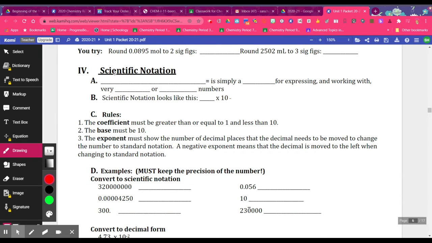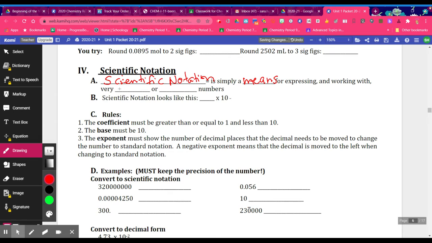Okay, so today's lesson is on scientific notation. This should be a review from previous science or math classes. Remember, scientific notation, fill in this blank real quick, is simply a means for expressing and working with really big or really small numbers, which is something we do often in chemistry class because atoms and molecules are so tiny, we end up with very large numbers of them. So often we are writing in scientific notation.